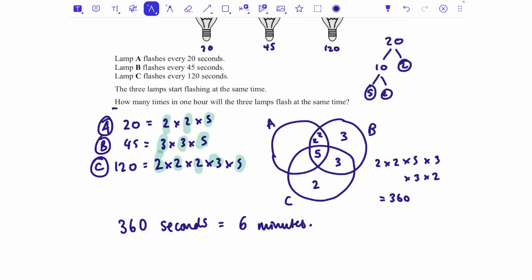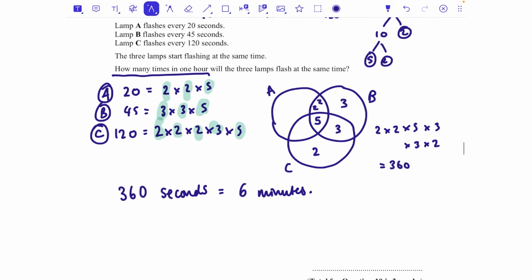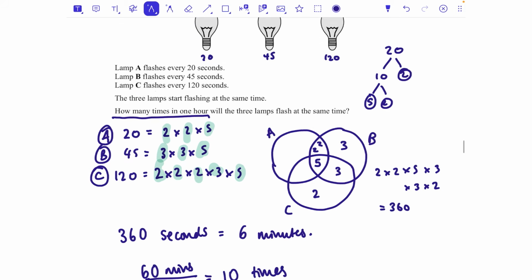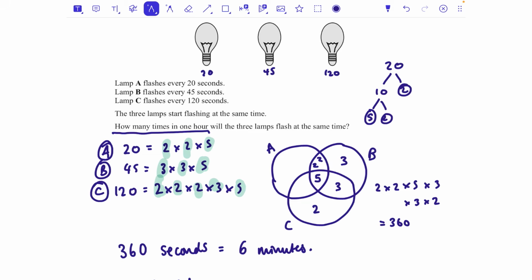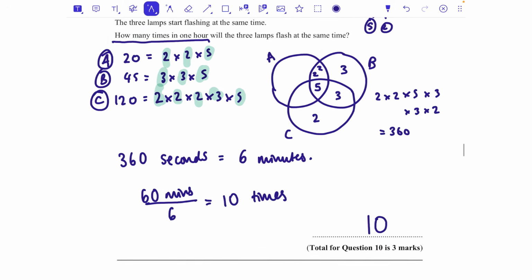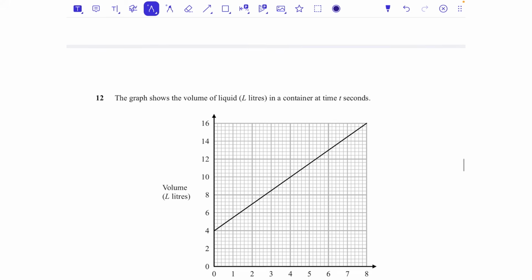It asks us how many times in 1 hour will the 3 lamps flash at the same time. So 60 minutes divided by 6 is 10 times. That's your answer. So nothing wrong with writing out your 20 times table, 45 times table, and 120 times table, as long as 360 was what you got to as the first number that's in all 3 times tables. You might find that easier. That ended up being pretty complicated, actually.